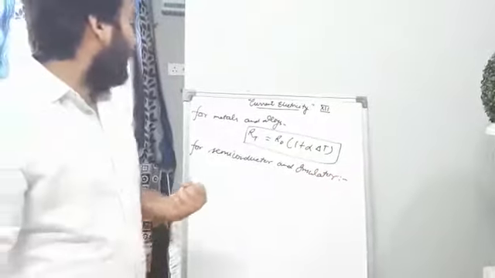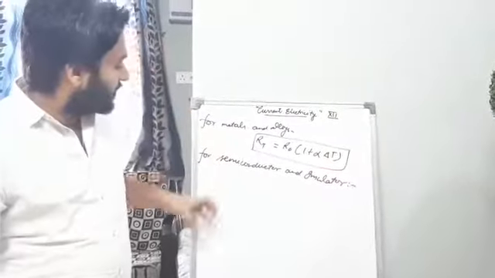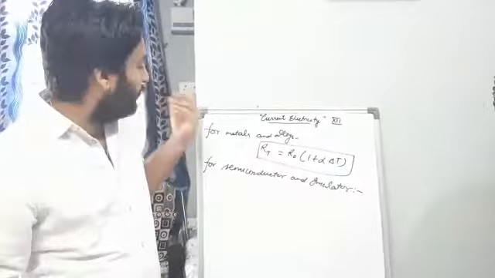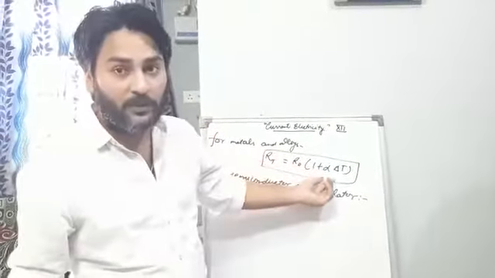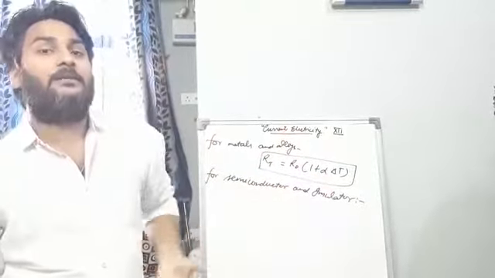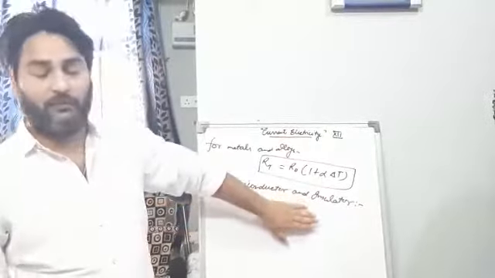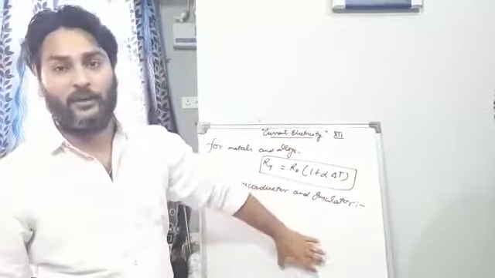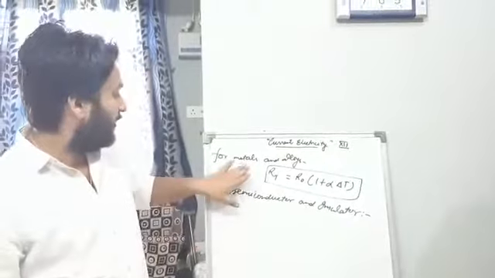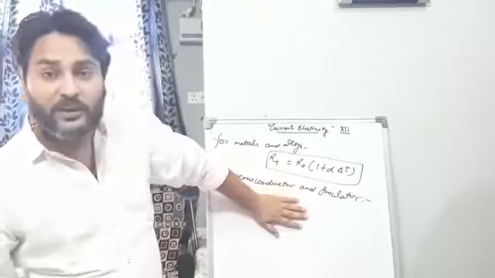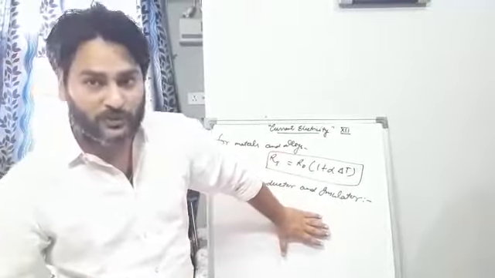You just keep in your mind that the resistivity or resistance of metal or alloy is directly proportional to temperature, but for any other substance like semiconductor, insulator, electrolyte, anything except metal or alloy, the resistivity or resistance is inversely proportional to temperature.